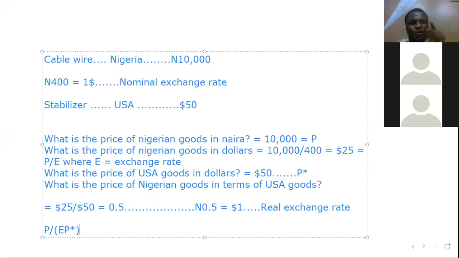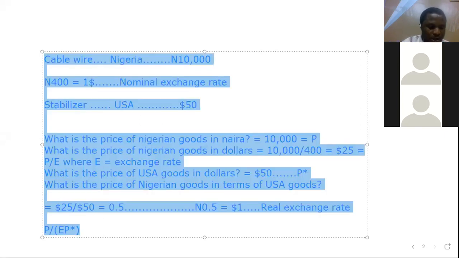The next question is, what will now be the price of Nigerian goods in terms of USA goods? Since you've gotten the price of Nigerian goods in dollars, which is $25, but USA goods is $50, the exchange rate will now be $25 over $50. That's 0.50 naira, 50 kobo to $1. In this real exchange rate, you will discover that we were unable to match the goods in terms of value. That's a major flaw. But I was able to understand the price of Nigerian goods in terms of USA goods.